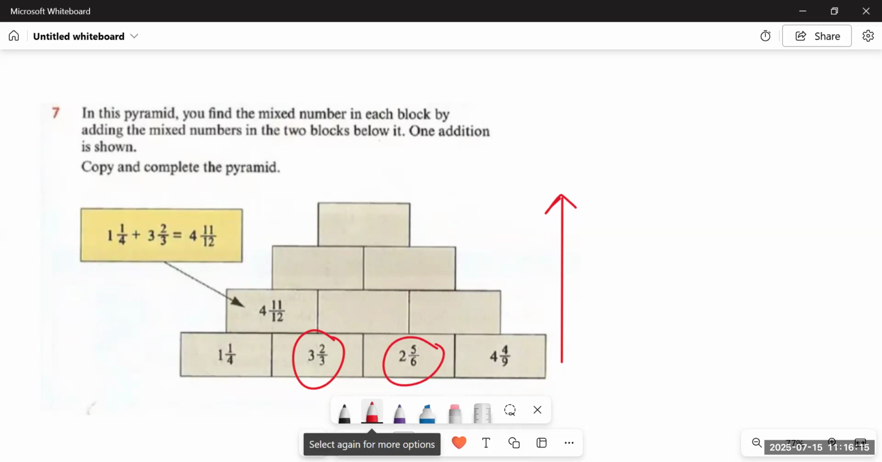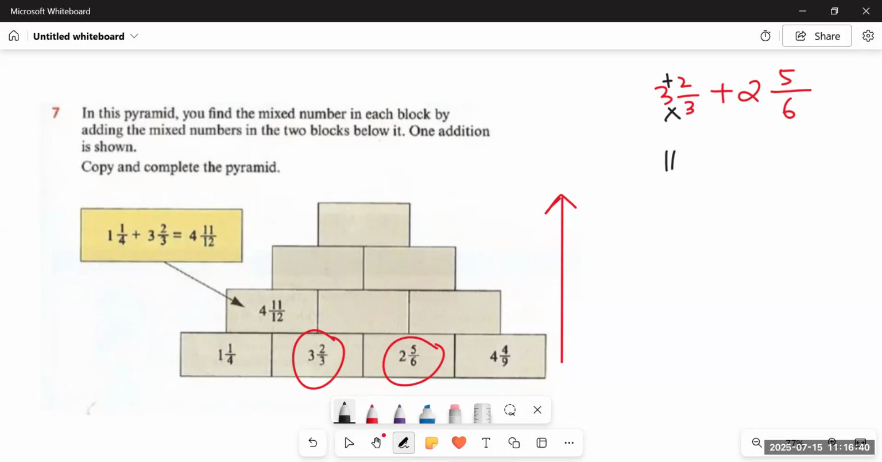3 whole 2 upon 3 plus 2 whole 5 upon 6. The very simple method is to convert both of the mixed numbers into improper fractions first and then solve for the remaining steps. So 3 threes are 9 plus 2 is 11 upon 3, plus 2 sixes are 12 plus 5, 17 upon 6. This is the very first step that we have to follow.